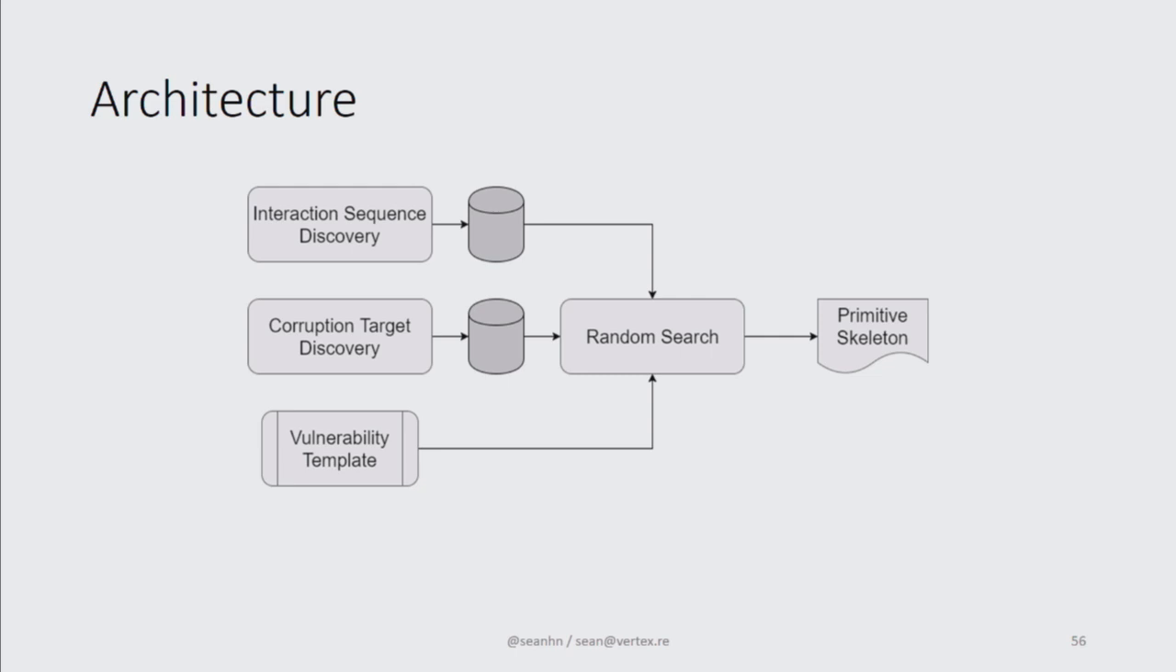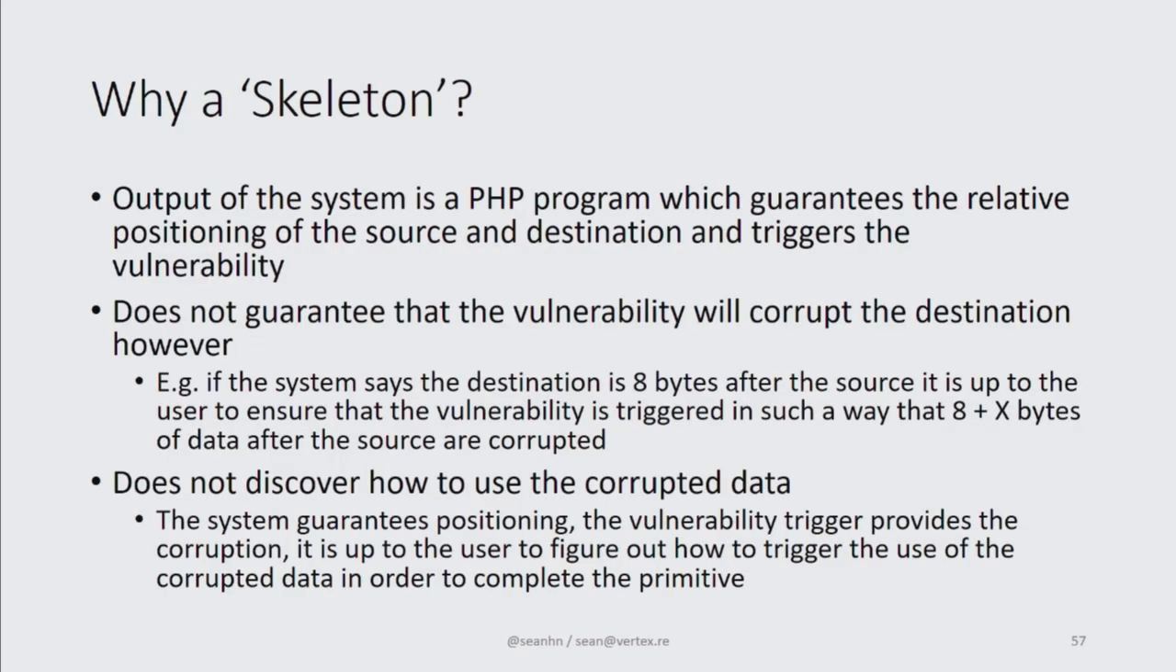Good. Okay. So those of you that are familiar with exploitation terminology, a primitive is a fairly well-known thing. The skeleton in this case is worth clarifying, though. The output of the system is a PHP program which guarantees the relative positioning of the source of the overflow or the underflow and the destination. It doesn't, however, guarantee that the vulnerability will actually corrupt the destination, because it doesn't reason about the vulnerability itself, it only reasons about positioning.